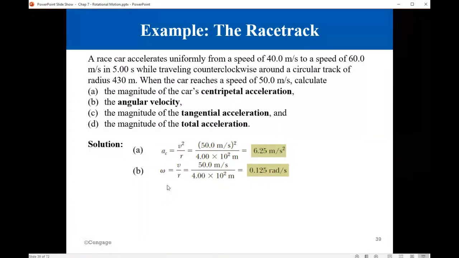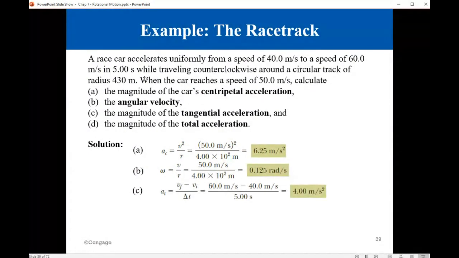Then for the angular velocity, it's v over r, v divided by r. So r, the radius, is 400, not 430. There is a typo here that we need to pay attention to. So this should be 400, not 430, for the radius.